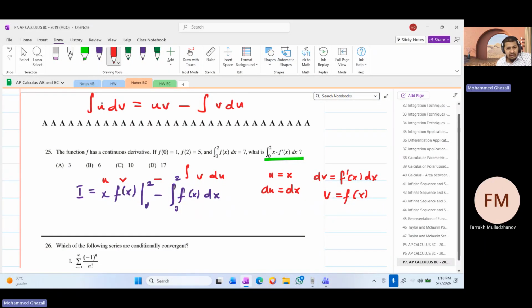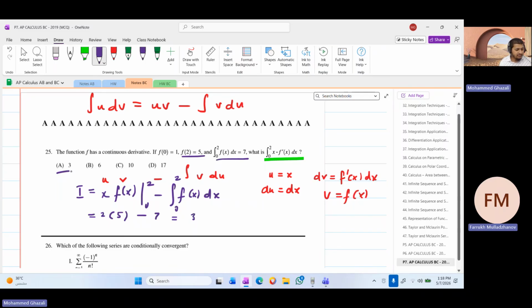Now, what is this at 2? If you put 2 here, 2 times f of 2. What's f of 2? f of 2 is 5. Right? And 0 times f of 0 is 0. Subtract. What's the integral from 0 to 2 of f of x dx? They gave us that, it is 7. So what's 10 minus 7? 3. Are we good?